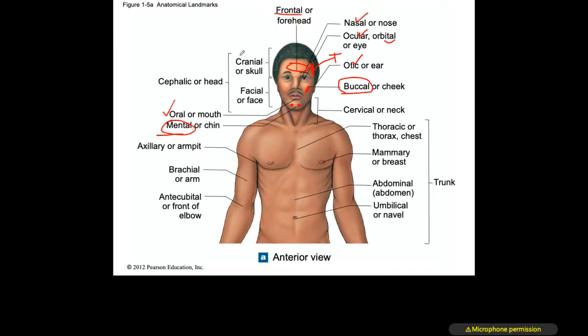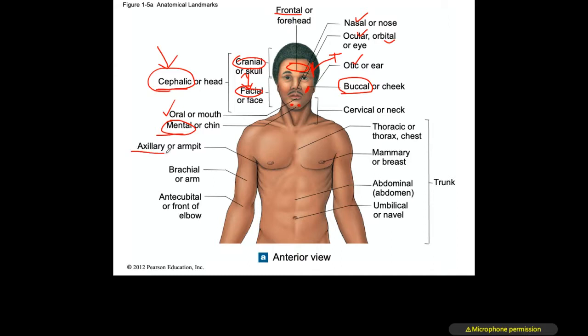The skull is called cranial. The face is called facial. When we combine both the cranium and the facial, they use the term cephalic. Cephalic means head. My wife happens to be from a Greek island called Cephalonia. Cephalonia means the head Greek island, the head island.